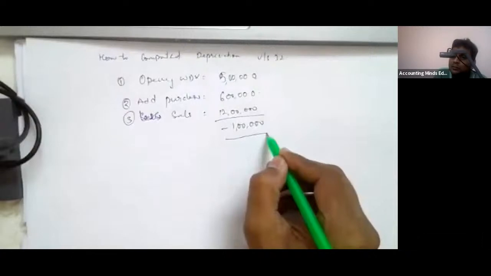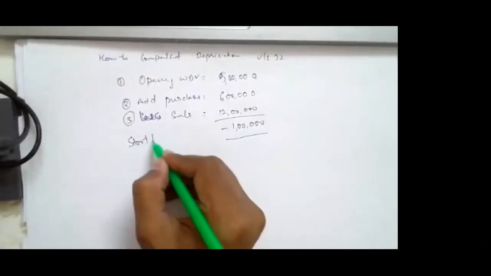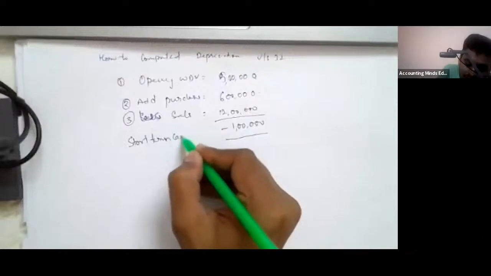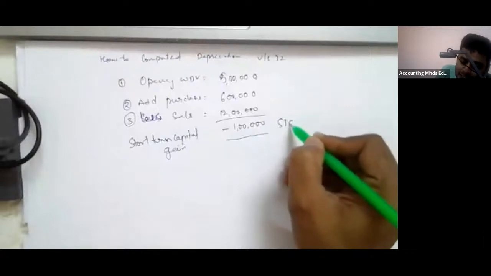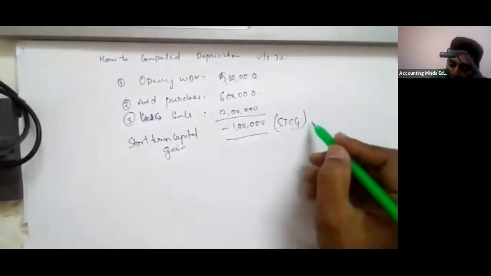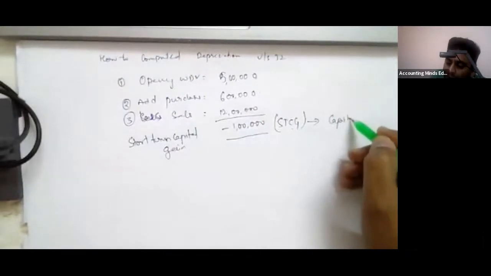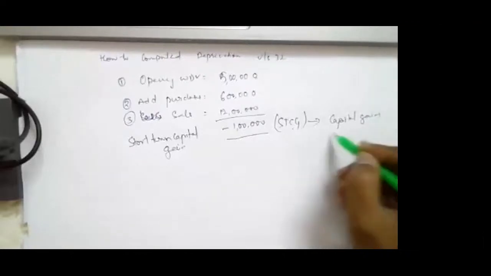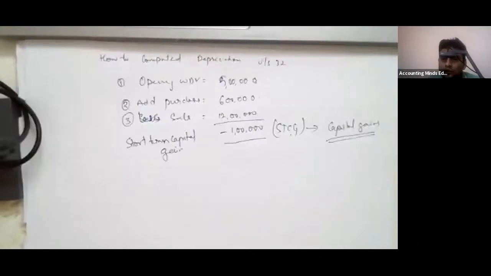We should not use the word profit. We should use the word gain. And this is called short-term capital gain. STCG, famous, we call it STCG. Short-term capital gain. This will be discussed in length in the capital gains head. Are you getting it? Yes, sir.